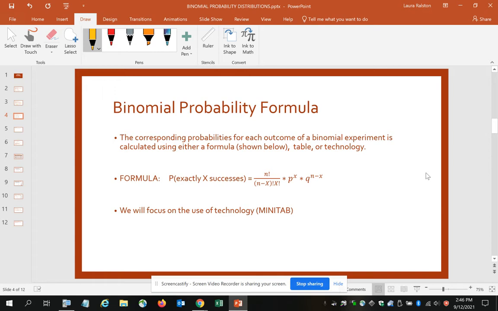The other thing that's challenging about the formula is it only lets me figure an exact number of successes. But what if I want fewer than X successes or more than X successes? Then I've got a lot of calculations that I would have to do by hand. So again, we will ultimately focus on the technology, but I am going to do the first example here by hand just so you can see that it can be done. But then also, hopefully, you'll appreciate the technology.